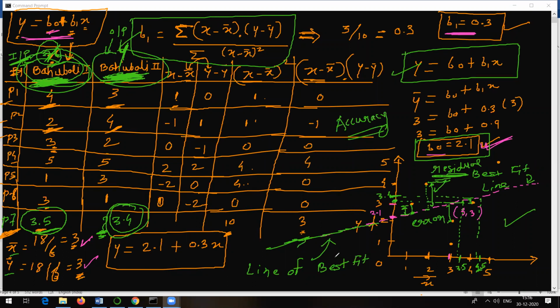Is it clear, Saloni? Same concept. So, what I'll be doing, that's why I told you initially, when I'll be going and implementing linear regression.